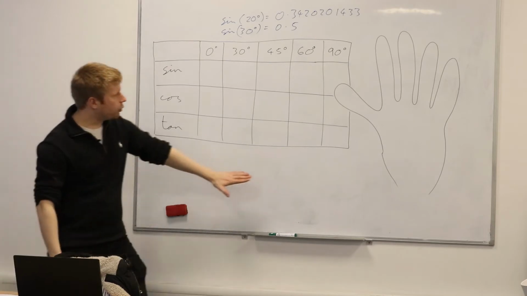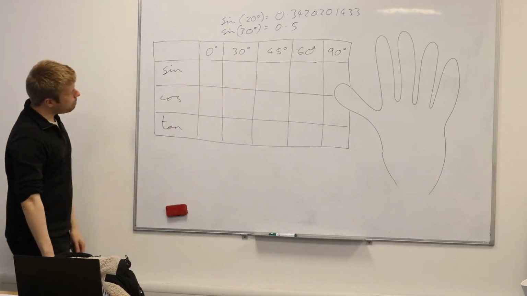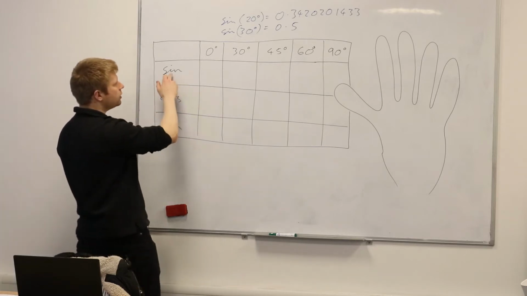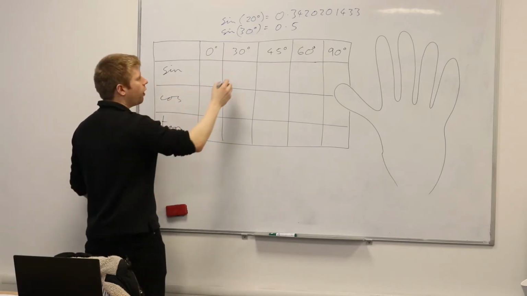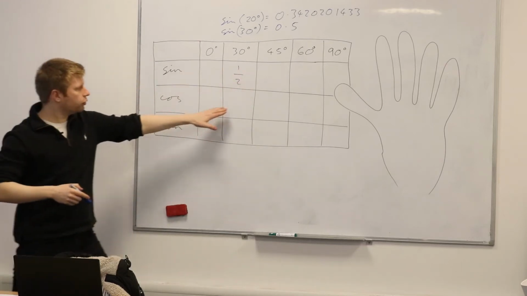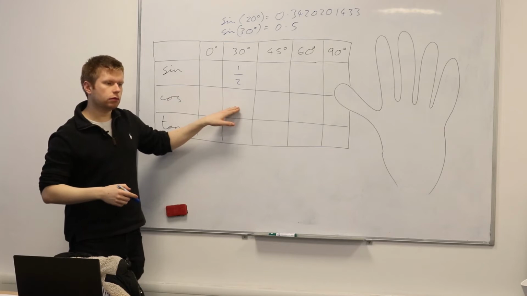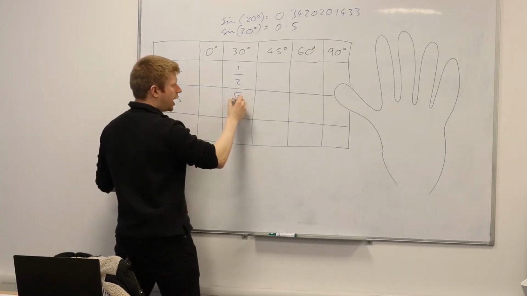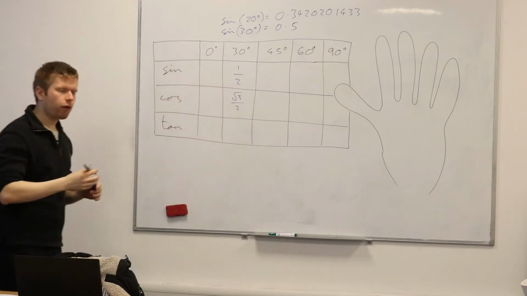So we're going to create this table here, and we can do it through a calculator. For example we can already fill one in, sine of 30, that's 0.5 or 1 over 2, a half. Does anybody know what the cos of 30 is? The square root 3 over 2. Yeah, good, and so on. I could carry on and ask you the rest.